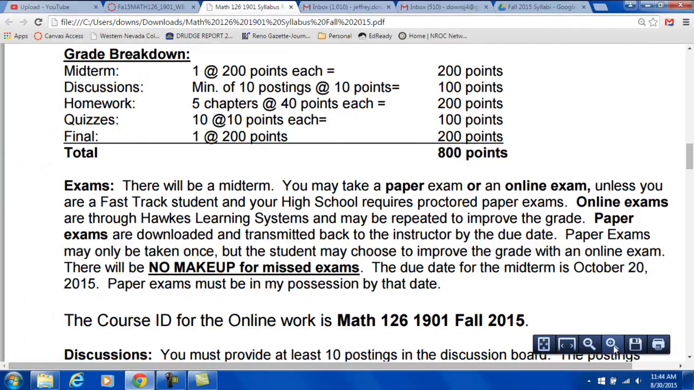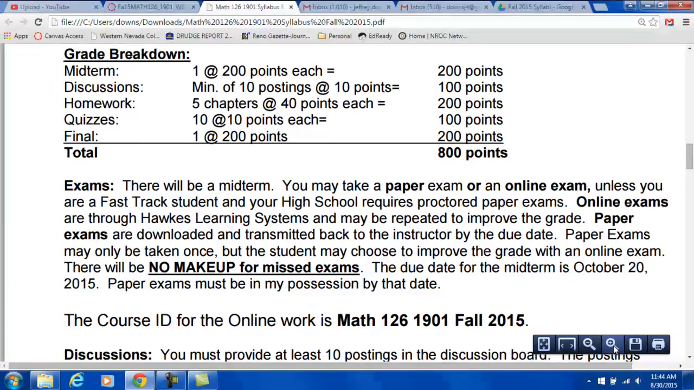And we have something called fast track, which is typically our high school sections, and a lot of those schools want them to do paper work. So I don't have that figured out yet with your school, so I'm going to just say what I have here. There will be a midterm. It's due on October 20th. You may take a paper exam or online exam unless you are a fast track student, and I say fast track meaning a high school student, and your high school requires proctored paper exams. So if your school requires that, we're going to go that way.